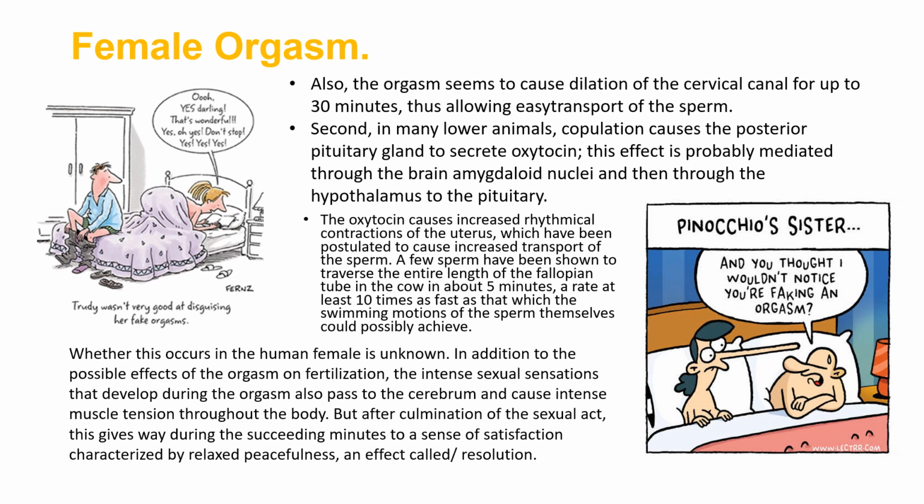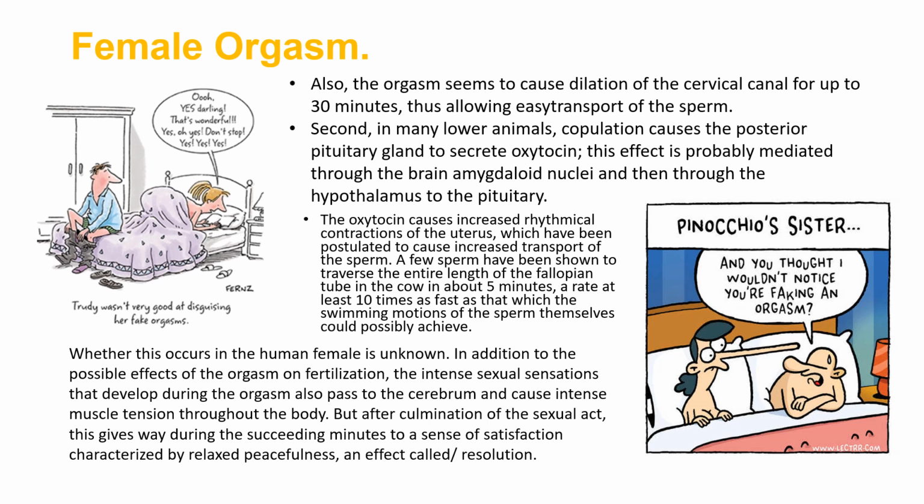of the sperm. Second, in many lower animals, copulation causes the posterior pituitary gland to secrete oxytocin. This effect is probably mediated through the brain amygdaloid nuclei and then through the hypothalamus to the pituitary. The oxytocin causes increased rhythmical contractions of the uterus, which have been postulated to cause increased transport of the sperm. A few sperm have been shown to traverse the entire length of the fallopian tube in the cow in about 5 minutes, a rate at least 10 times as fast as that which the swimming motions of the sperm themselves could possibly achieve. Whether this occurs in the human female is unknown.